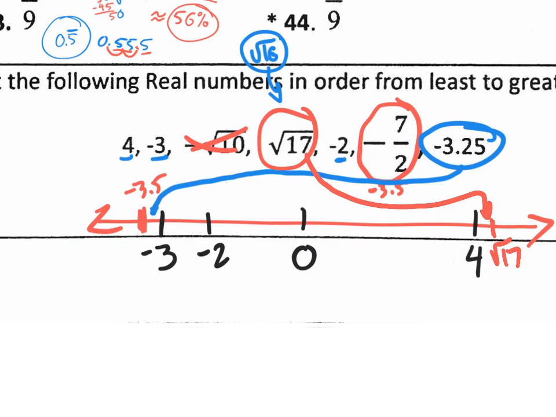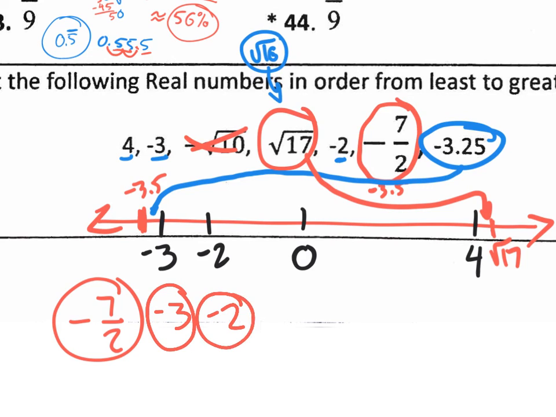So if they're asking you to list it from least to greatest, it's a great idea to do a number line. That way you'll be able to do so. Let's start with the negative 7 halves. That's the first number. That's the smallest number. That's the negative 3.5. Then we have the negative 3. Then we have the negative 2. The 0 wasn't even on the list, but we do have the 4 and then the square root of 17. So those are the numbers listed in order from least to greatest. I hope this helps. I hope you guys review these videos that we've been doing on this worksheet because all this stuff comes out on the quiz Friday.